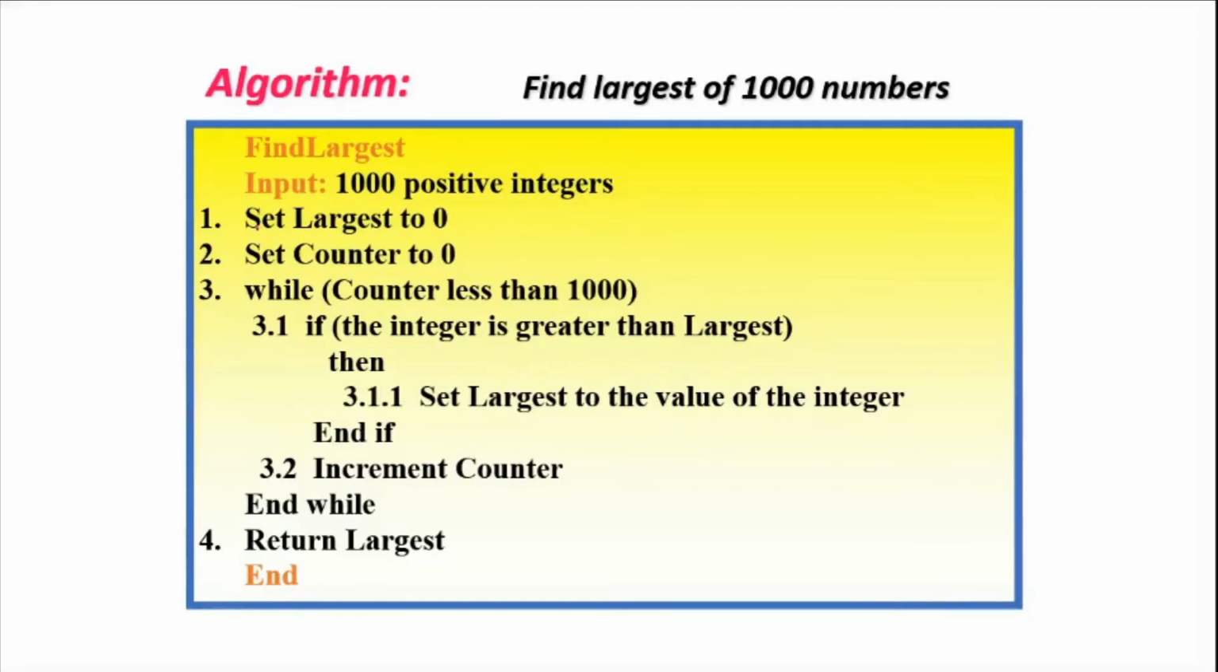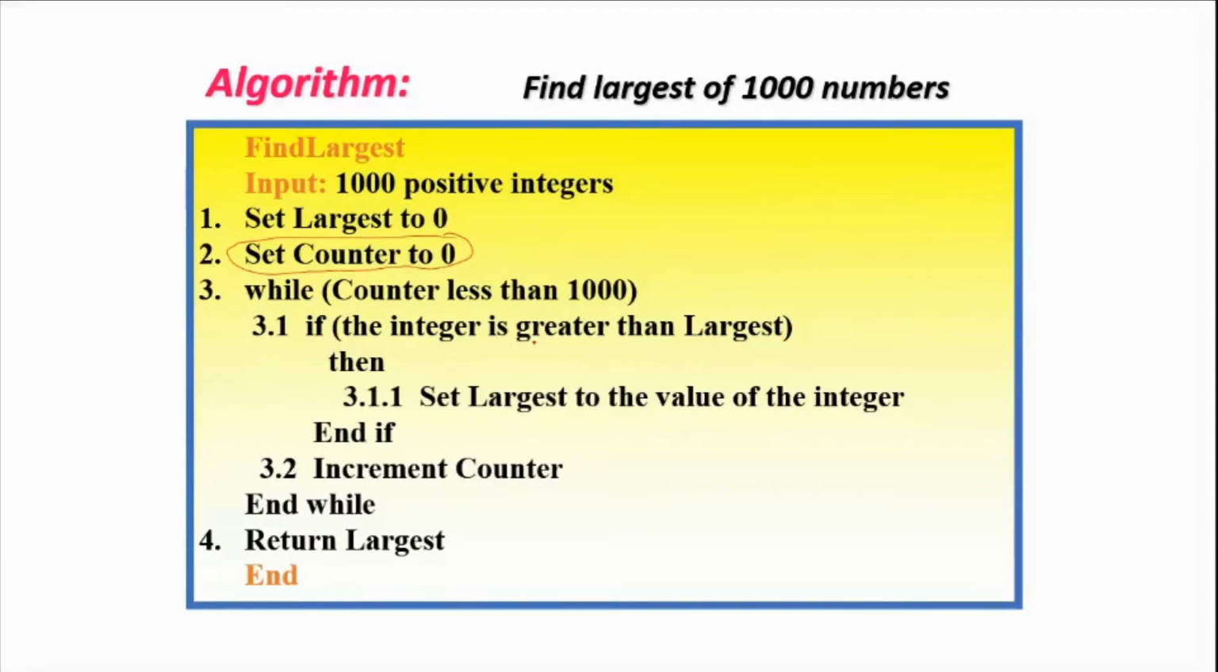Then we set the largest to 0. Then set a counter to 0. This counter is used in order to check for these 1000 numbers. More than 1000, we don't have to check. So while counter is less than 1000, that is, in the previous case we were checking whether other values are present in the list or not. But here what we are checking is whether this counter is less than 1000. If the counter is less than 1000, then we check if the integer is greater than the largest.